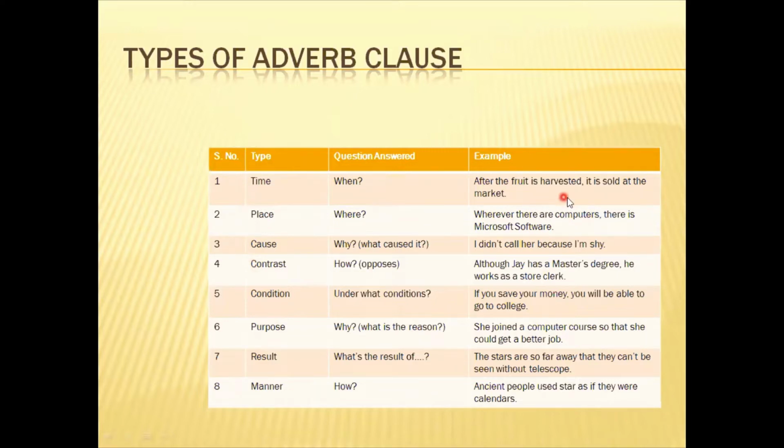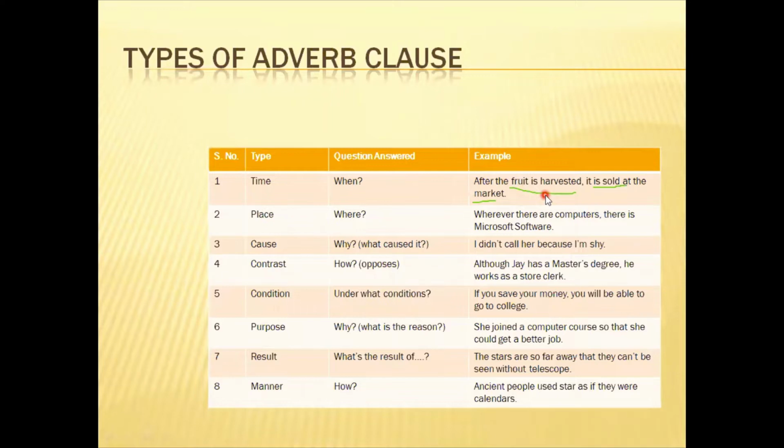See, after the fruit is harvested, it is sold at the market. When is it sold in the market? After the fruit is harvested. You need to observe one thing: two clauses you will be having here. One is the fruit is harvested, the other one is it is sold at the market. You need to observe that and then decide where to use the word after.